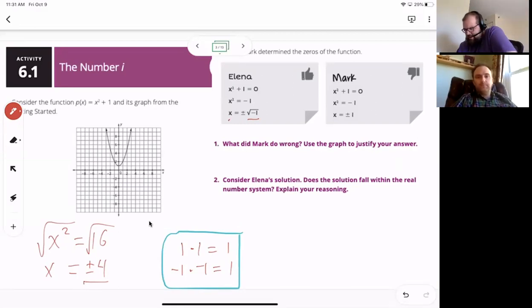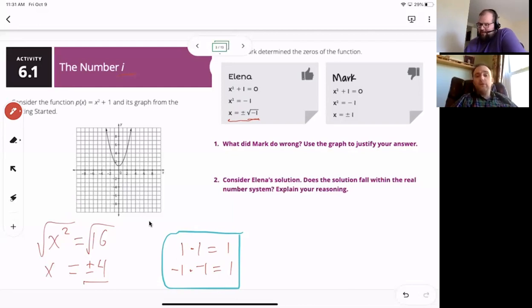So Elena has an answer that's totally mathematically correct. This is not a number that we really know how to deal with yet. And we're going to have some names for this number and work with this number a little bit. Oh, look. Even the title of the section tells us what we're going to call that number.